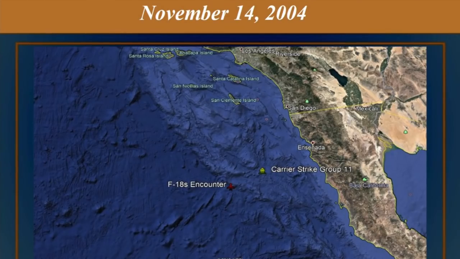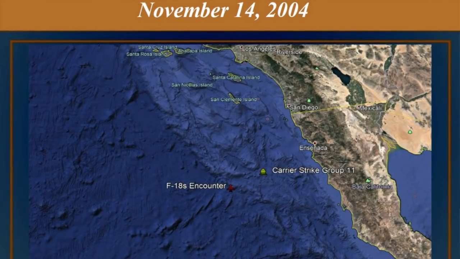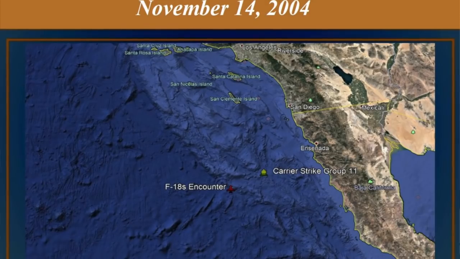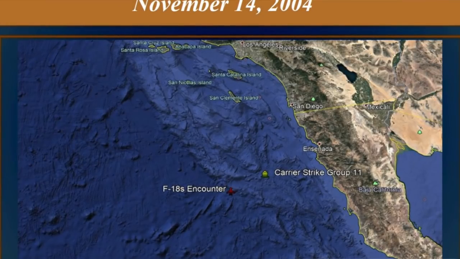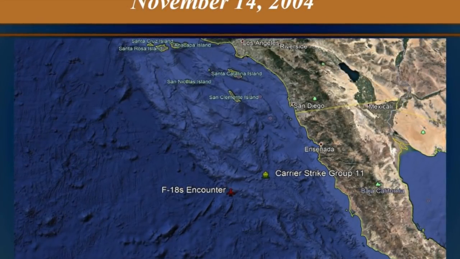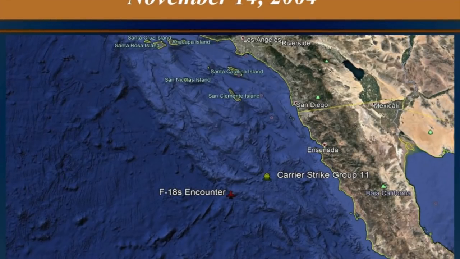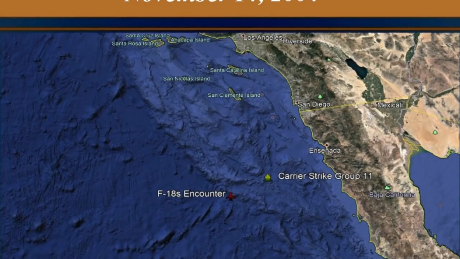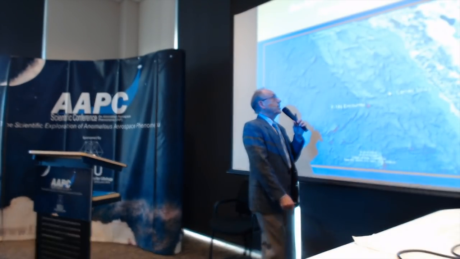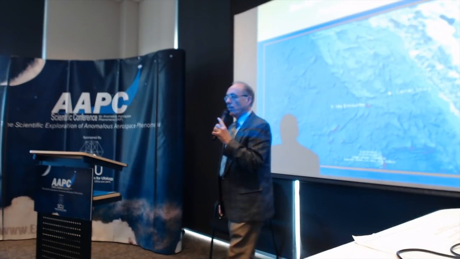To give you a little context of where this took place, and I don't know, for any of you in here who are under 30, this is called a map. The lower part of the screen is Baja California, and you see Western California. Carrier Strike Group 11 was about 80 miles southwest of San Diego, and the actual encounter was another 60 miles to the west. And the objects they were seeing were coming from the Catalina Islands, moving south.